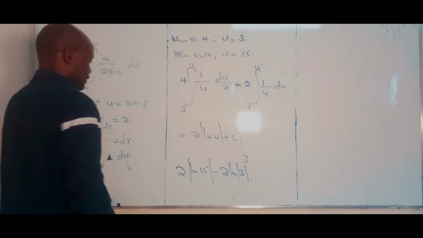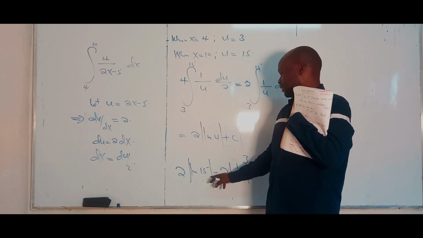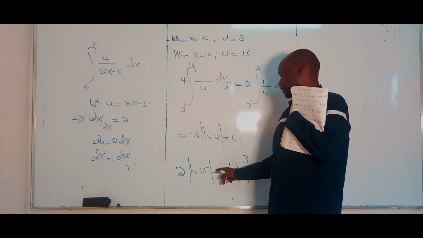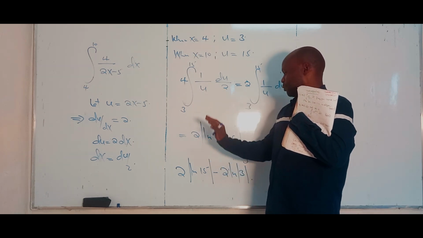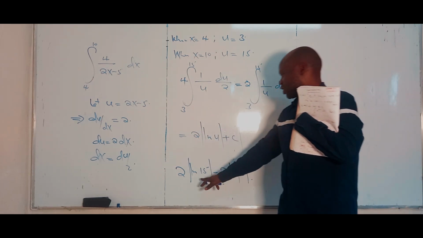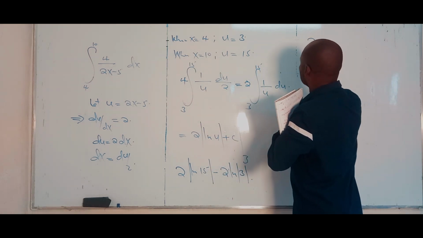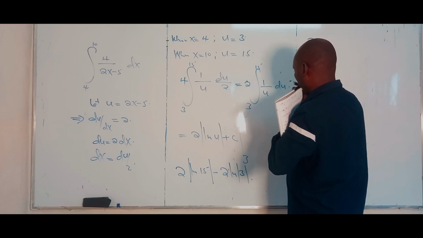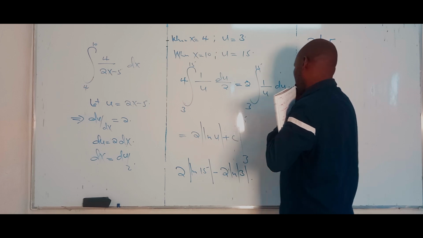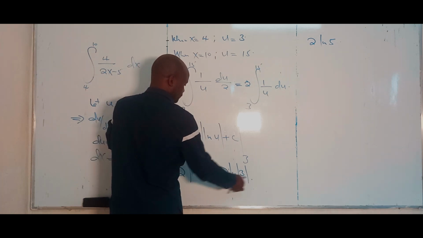And how do I rewrite it? It simply means that if the lns have a negative sign here, it means that if we took it to the original bit, it will be 15 over 3. So I can comfortably write here as 2 ln of 5. 2 ln of 5. That's this result.